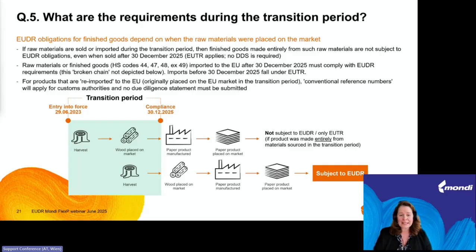But if they were originally in the EU market in this transition period, so before the end of this year, then these conventional reference numbers, as we mentioned before, will be used for the customs authorities. And so you have no obligation for a due diligence statement.